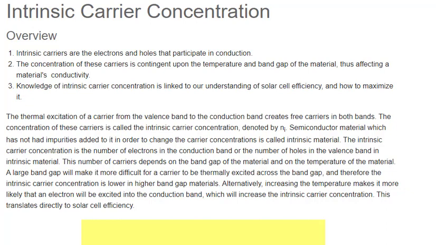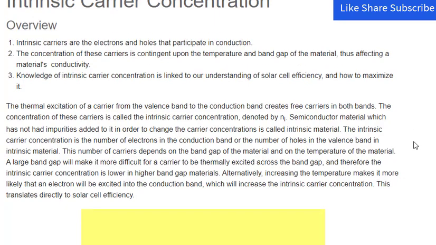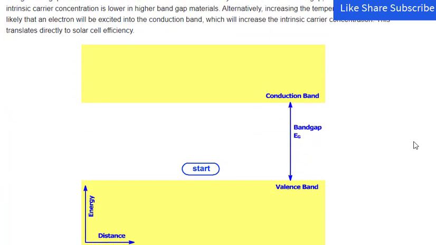Let's start. Intrinsic carrier concentration. Intrinsic carriers are the electrons and holes that participate in conduction. The concentration of these carriers is contingent upon the temperature and band gap of the material, thus affecting a material's conductivity. Knowledge of intrinsic carrier concentration is linked to our understanding of solar cell efficiency, and how to maximize it.